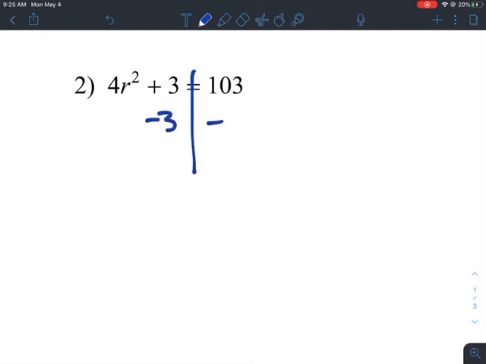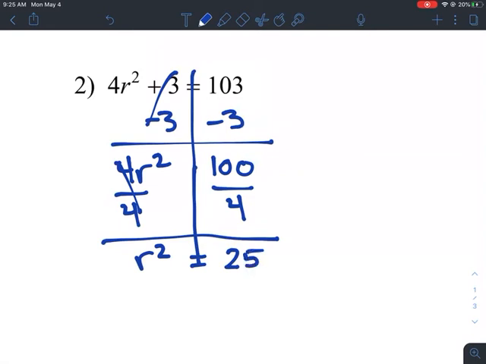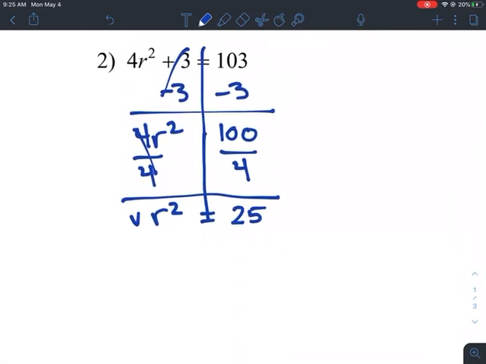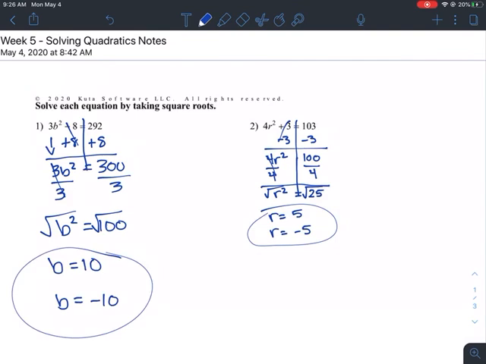Just like with equations we've done a million times, you're going to subtract 3 on both sides. So these cancel. 4r squared comes down, and 103 minus 3 is 100. Okay, so then I'm going to divide by 4. So these cancel. R squared comes down, and 100 divided by 4 is 25. So now that I've got my r squared, I'm going to square root. And the square root of 25 is 5. But because it's a quadratic that we're solving, we also have to include the negative 5. So I'm going to have two answers for both of these.